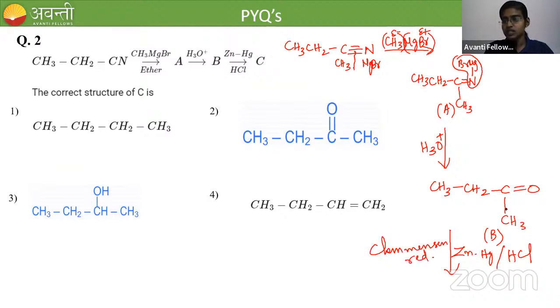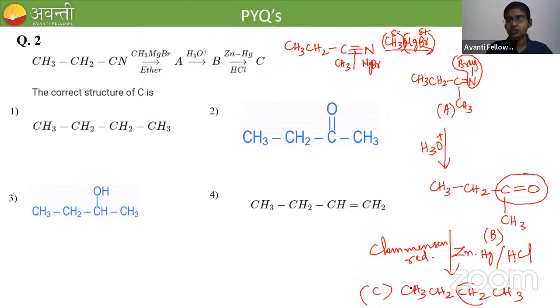So in Clemmensen reduction, what happens? The C double bond O group will be converted to CH2. So at last we get CH3, CH2, CH2 and CH3. So this is compound C. CO will be converted to CH2. So what are we getting? We are getting option 1 as the correct structure of C. Okay. So option 1 is the correct answer for this question.